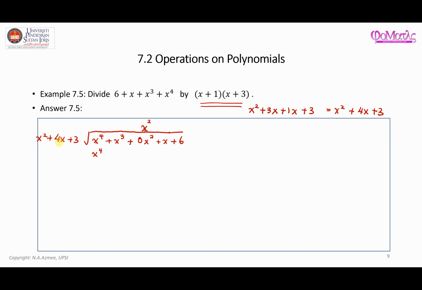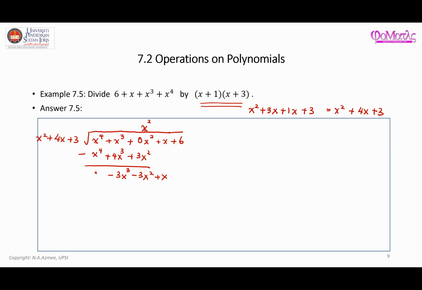So x squared times x squared, you get x to the power of 4. Next, x squared times 4x, you get 4x cubed. X squared times 3, you get 3x squared. So minus, subtract this expression. So x to the power of 4 minus x to the power of 4 is 0. X cubed minus 4x cubed is negative 3x cubed. X 0 x squared minus this guy over here, so you get negative 3x squared. Next, positive x is coming down.